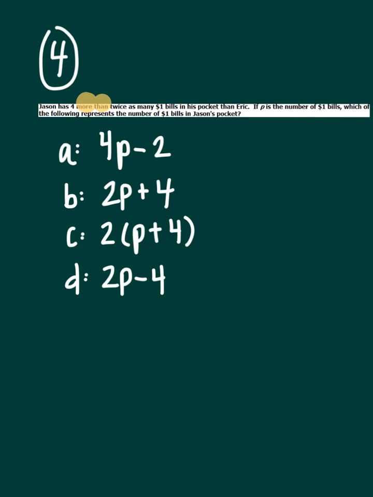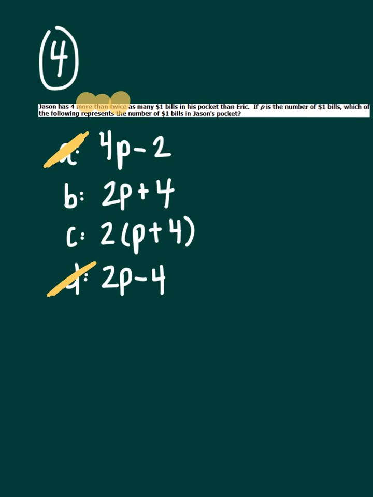Okay, so more tells us to add. I should have highlighted twice also. Than tells us to flip the order. Twice would be 2 times some number. So we'll look at A. That's 4 times P minus 2. Nope. We should be looking for addition. So we'll get rid of D also because that also has subtraction. So we've gotten rid of A and D because they don't have addition.